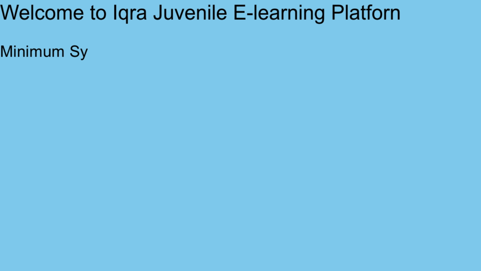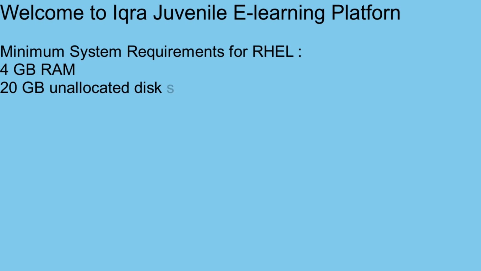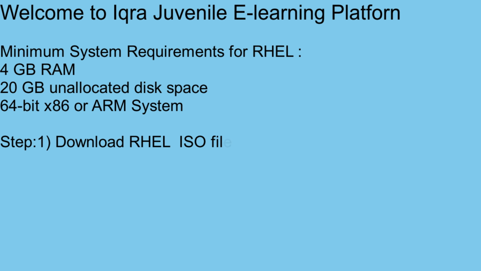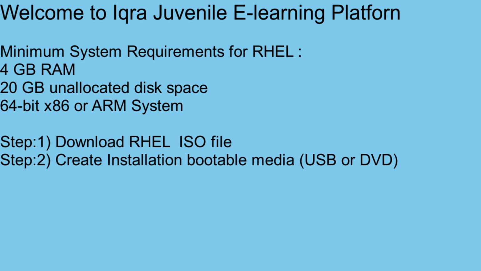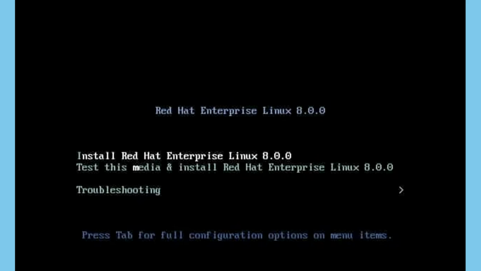Minimum system requirements for RHEL: 4 GB RAM, 20 GB unallocated disk space, 64-bit x86 or ARM system. Step 1. Download RHEL ISO files. Step 2. Create installation bootable media, USB or DVD. Step 3. Choose Install Red Hat Enterprise Linux 8.0 option.